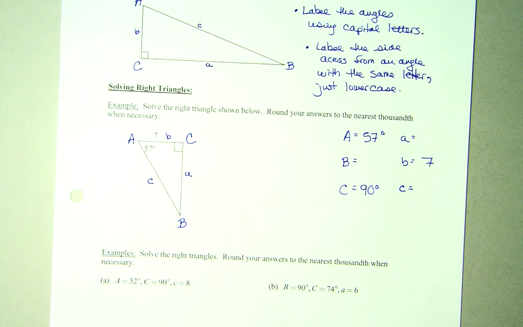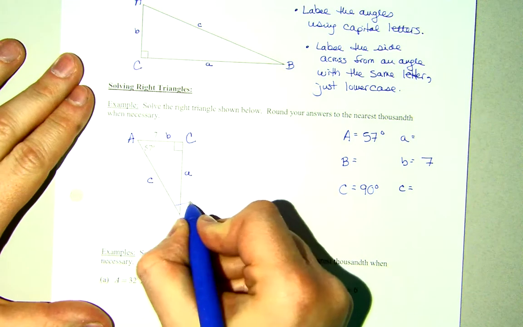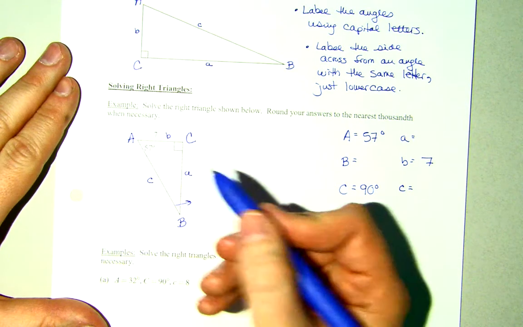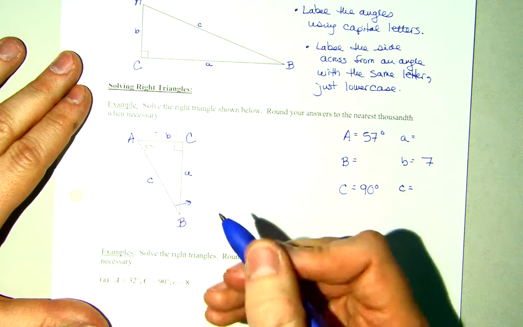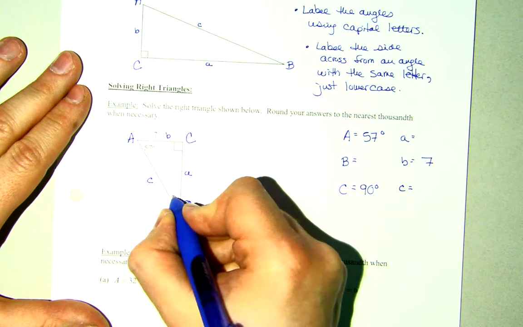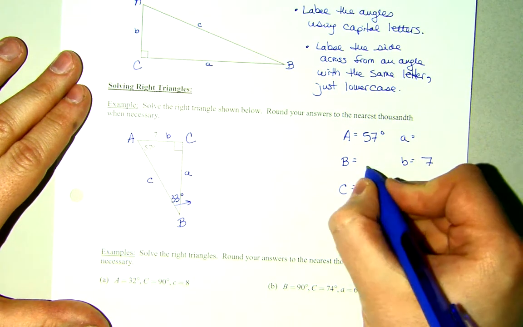Big B is 33. Why? Because the angles in a triangle add up to 180. We need to find the missing angle, but that's really easy. All the angles in a triangle add to 180. So 90 plus 57, get an answer. Subtract that from 180, and you should be getting 33 degrees for that missing angle. That's the easy part.